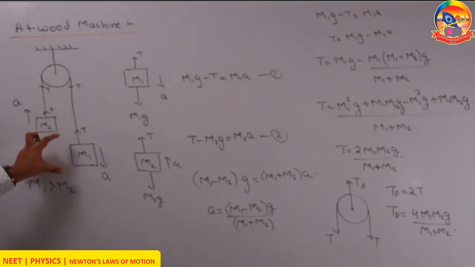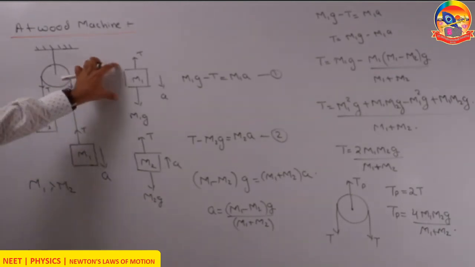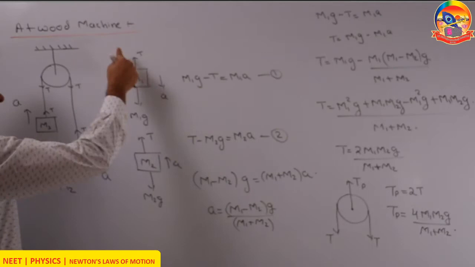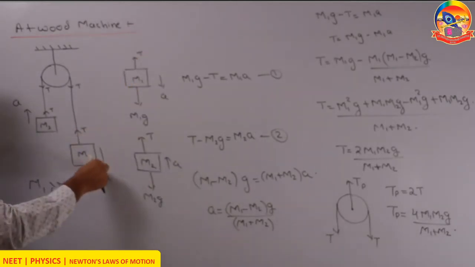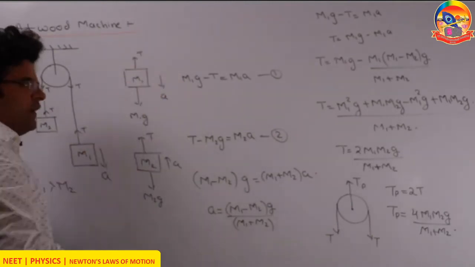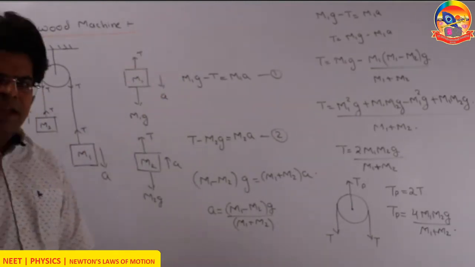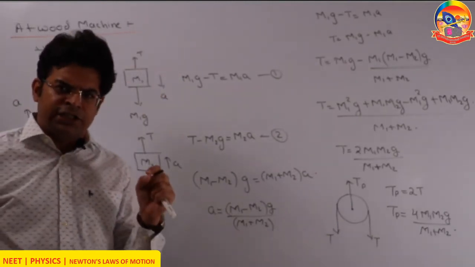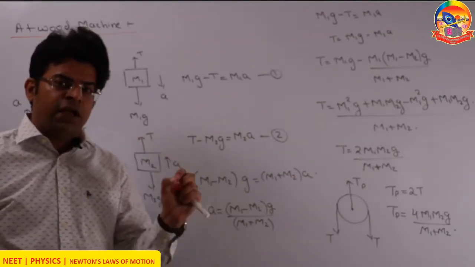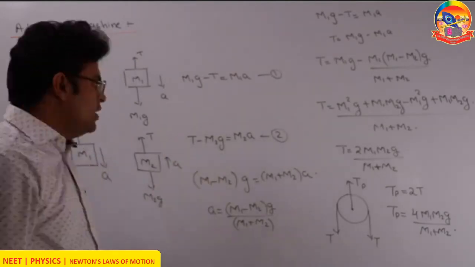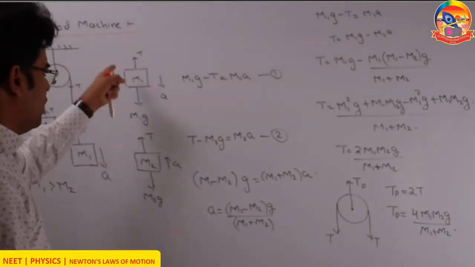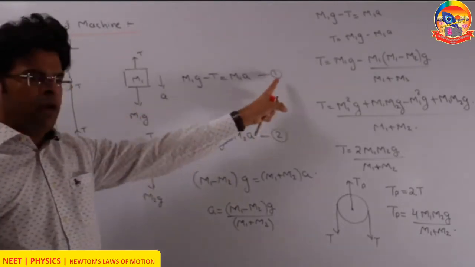First, think of the free body diagram of M1. On M1 there will be two forces, M1G downward and tension T upward, and let's say under the influence of these two forces it goes down with an acceleration A. So the first equation you will write: the net force in the direction of acceleration equals mass into acceleration. Since I have assumed acceleration downward, that's why I am writing the net force in the downward direction. M1G minus T equals M1A.